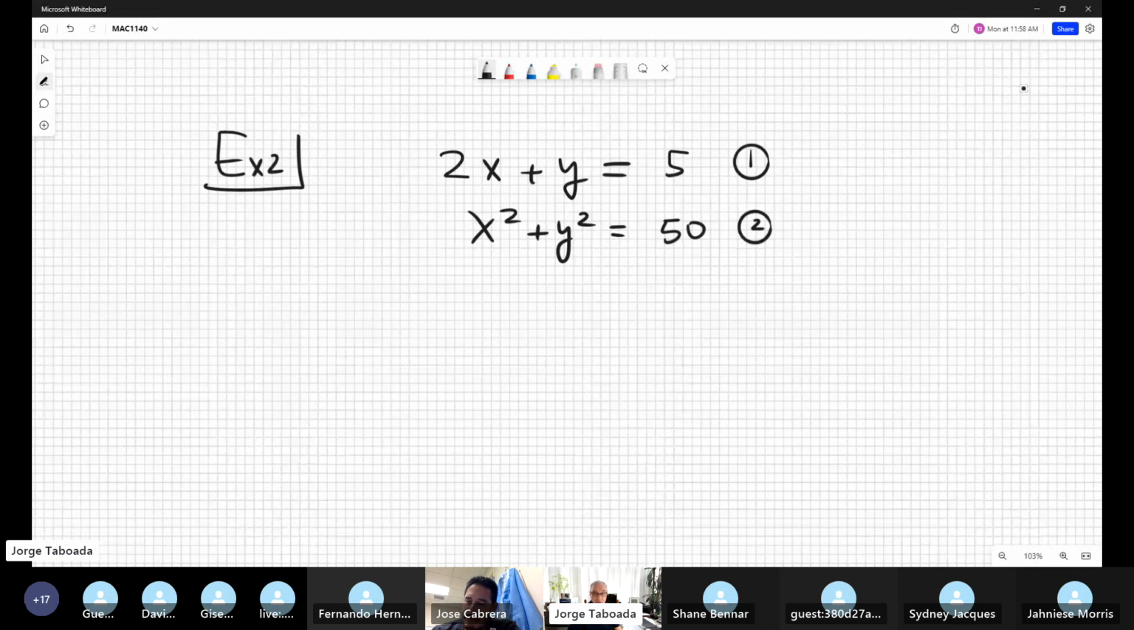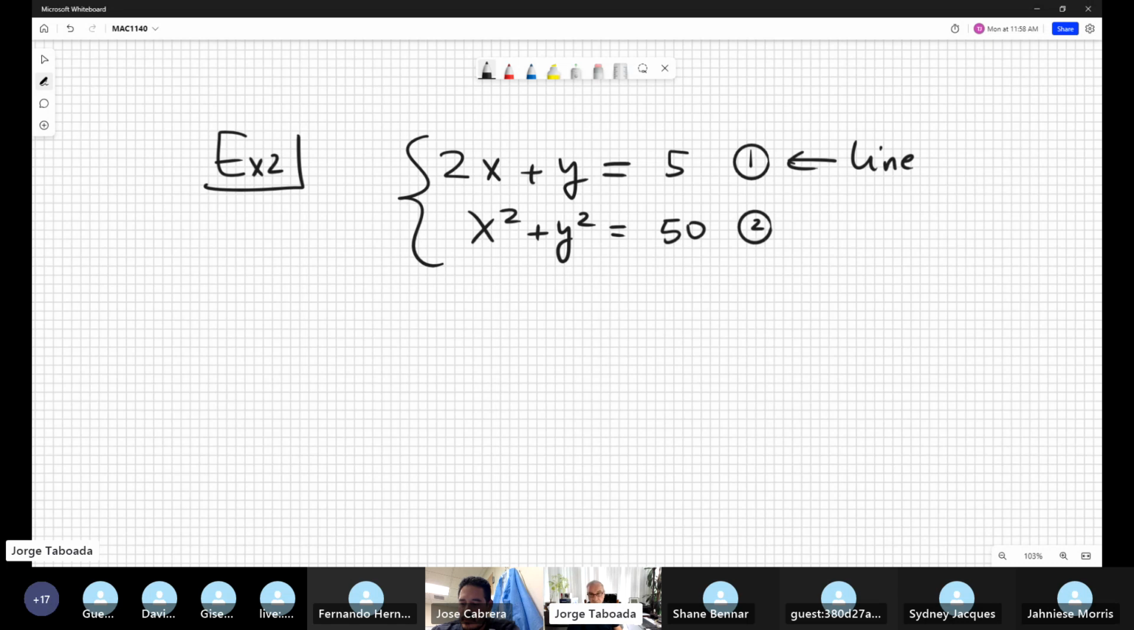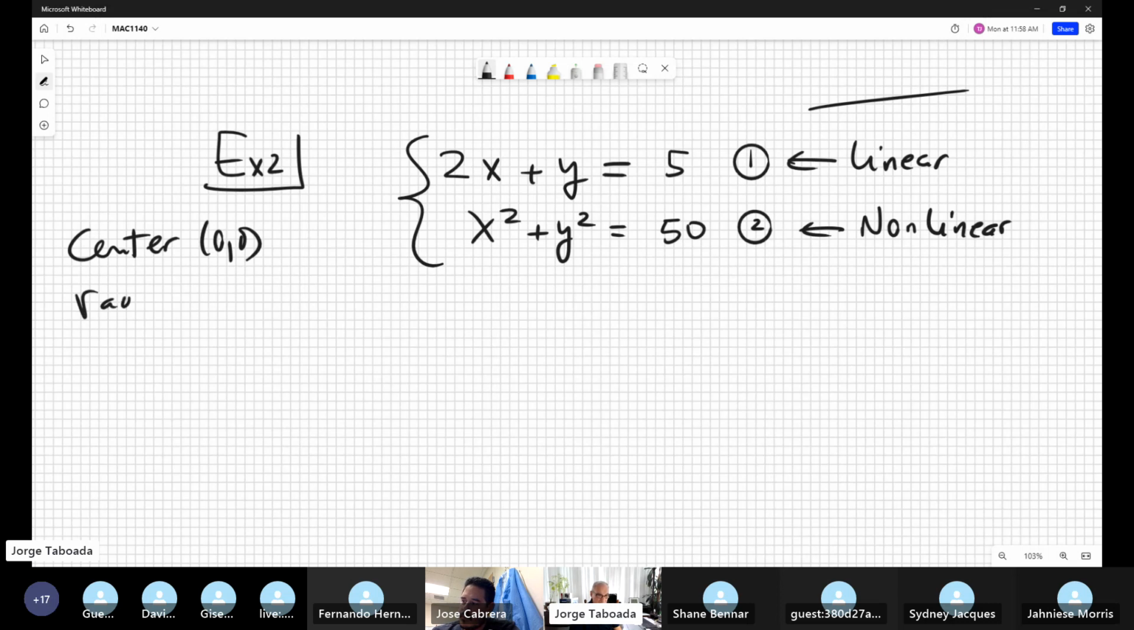Equation 2. I suppose that you see clear that the first equation was linear. Linear is a line when you are doing the graph. And this is the nonlinear. More specific, it's a circle. The center is located at the point 0, 0, and the radius is square root 50, because this is r squared, always.